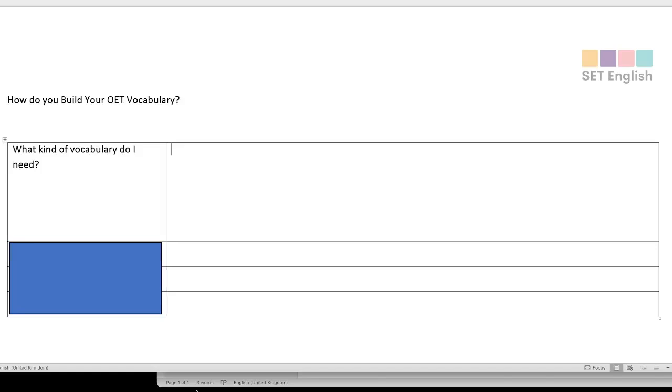You don't have to have a brilliant technical vocabulary to be good at OET. Okay, it's definitely more on the general side. However, it does help. Obviously, the more vocabulary you have, the better. But in terms of the kind of vocabulary that you need, yes, we do need formal medical vocabulary.